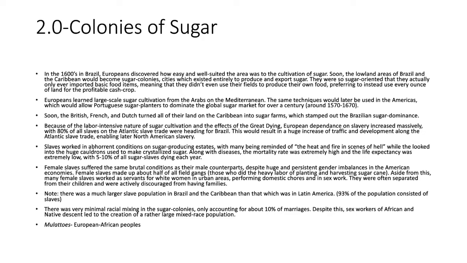If 5 to 10% of all of your workers die every year, what does that mean? You're going to have to get new ones. So what does that mean for the transatlantic slave trade? They constantly have to be replacing these workers because they're treating them so inhumanely that they're just dying en masse.